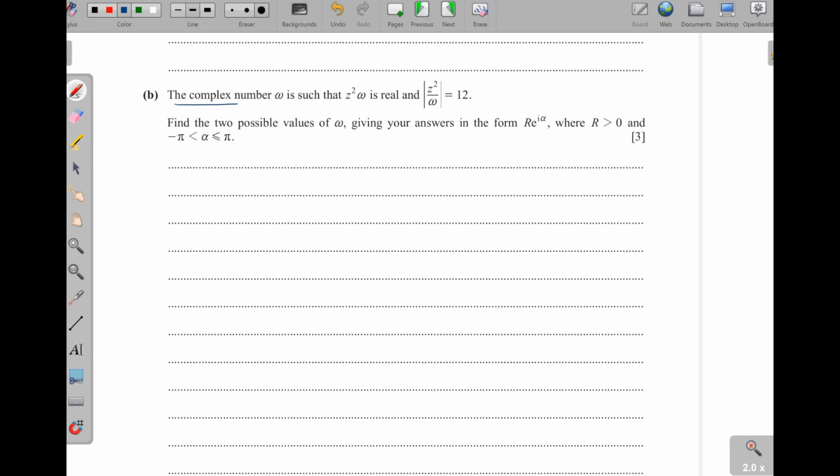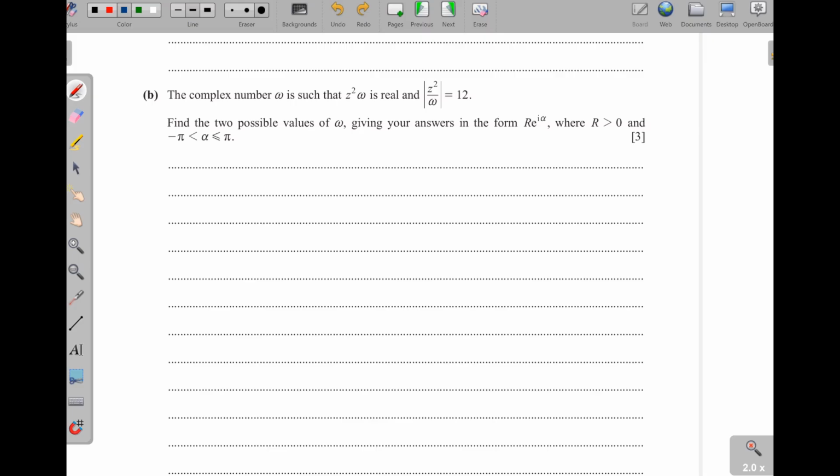Part B: the complex number omega is such that z squared omega is real, and this one here is equal to 12. Find the 2 possible values of omega, giving your answers in the form this one here, where r is greater than 0 and alpha lies in the range negative pi to pi.